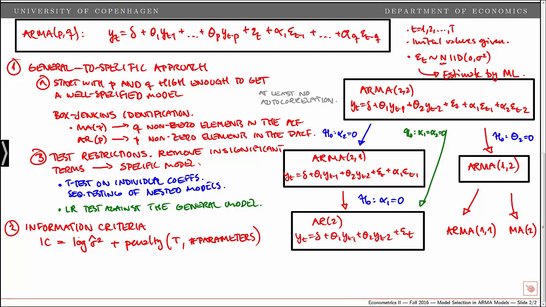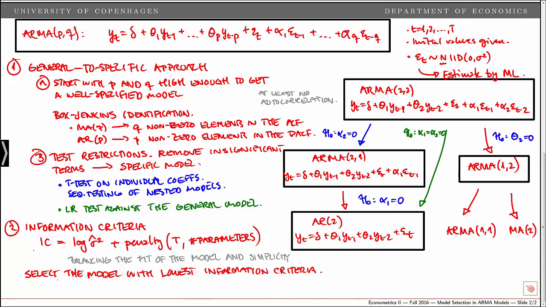So what we're doing with the information criteria is balancing the fit of the model and the simplicity of the model. For example, assume that we have estimated two models where we get the same estimated residual variance, but one of the models has a lot more parameters in it than the other one. Then we would choose the model with fewer parameters, the simpler model. So that's the idea of the information criteria. We simply select the model with the lowest information criterion.